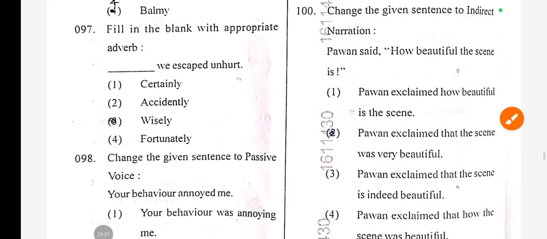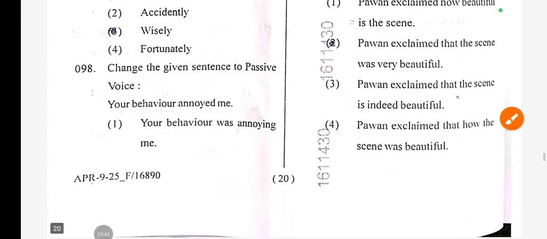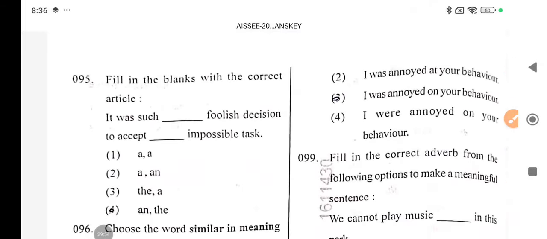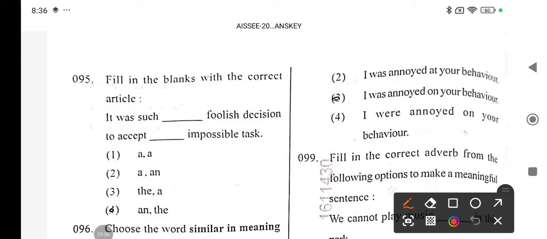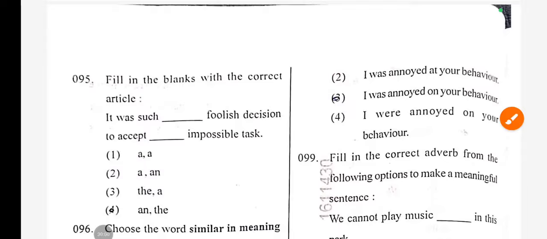97. Fill in the blanks with appropriate adverb. Dash we escaped unhurt, fortunately. 98. Change the given sentence to passive voice. Your behavior annoyed me. Answer option 2. I was annoyed at your behavior.